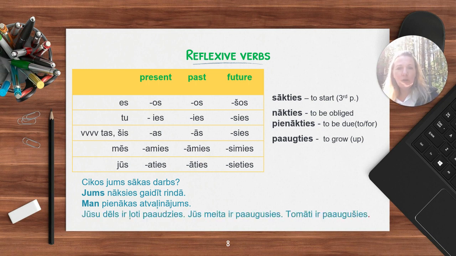Next, jūsu dēls ir ļoti paaudzies. So your son has grown up a lot. Meita ir paaugusies. Tomāti ir paaugušies. As you can see, this verb we can use only in the perfect tenses. We can't use it in a simple sentence. Again, that would be for higher levels. Then your son has grown up a lot, and your daughter, and then the verb changes for the person. Dēls paaudzies, meita paaugusies, and then tomāti is a plural form. Paaugušies, has grown. But that's another story, how to create these structures.